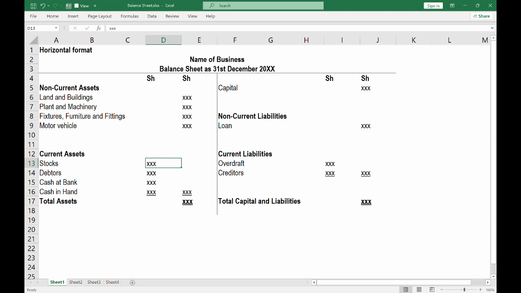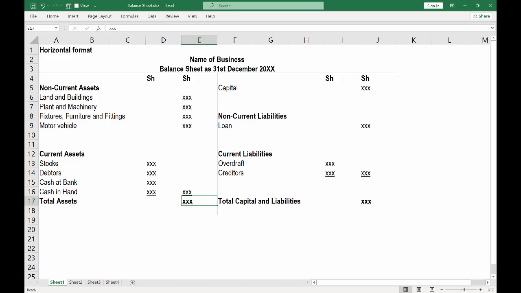Then on the right hand side, you have the capital. And then you have the non-current liabilities. This can be long-term loans. Then you have the current liabilities, overdraft, creditors. These are listed in the order of payment, which is due for payment first. Like a bank overdraft is payable on demand by the bank, then creditors. So the total capital and liabilities should be equal to total assets.